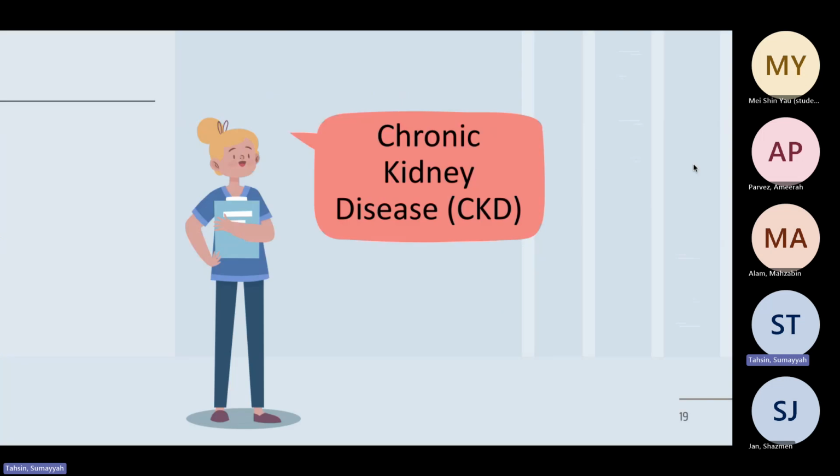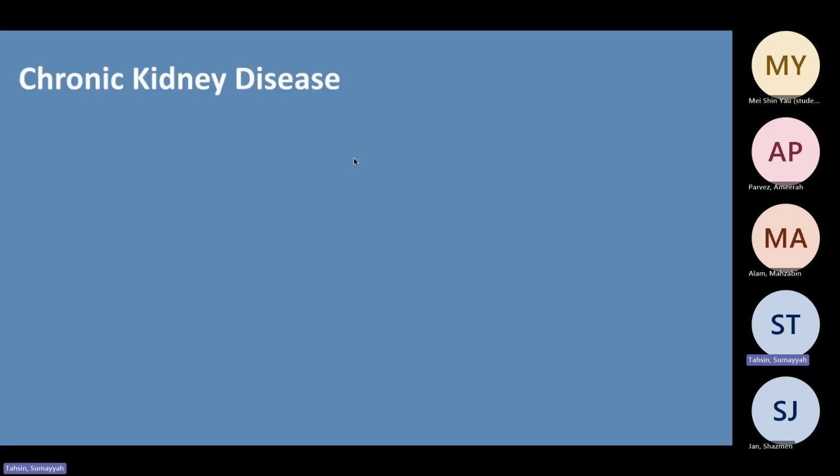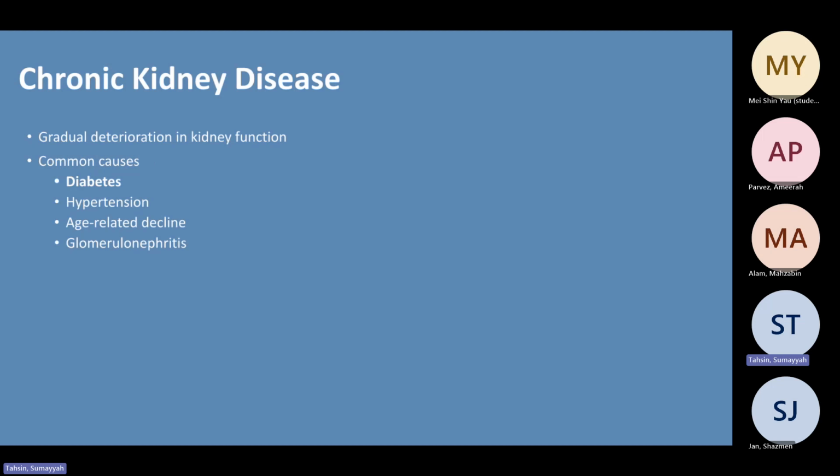We will now move on to chronic kidney disease, which again is another common presentation in renal medicine. So chronic kidney disease is an abnormal kidney structure or function that has been present for more than 3 months with implications to the patient's health. So it's a gradual deterioration in the patient's kidney function. Common causes include diabetes, which is probably the most common, hypertension, an age-related decline, glomerulonephritis, and then polycystic kidney disease.